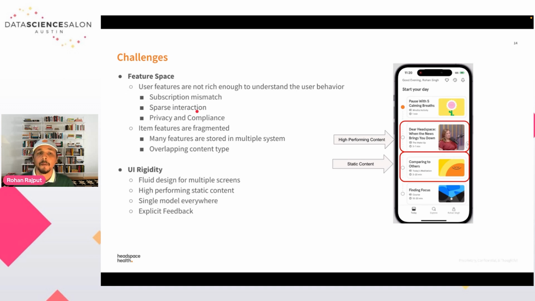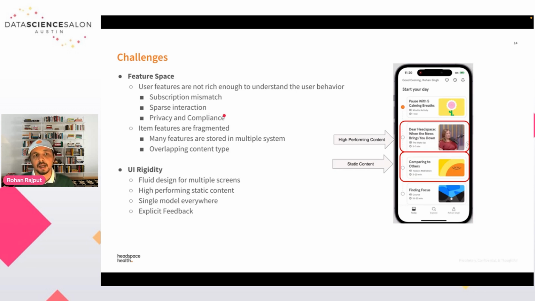We also had lots of subscription mismatch. That means that sometimes one user can belong to multiple subscription categories, right? The same user is in B2B and B2C. So it can create some kind of problems, because one user can belong to multiple subscription types. And if you're building a model for multiple types of subscription, then that could create some kind of conflict.